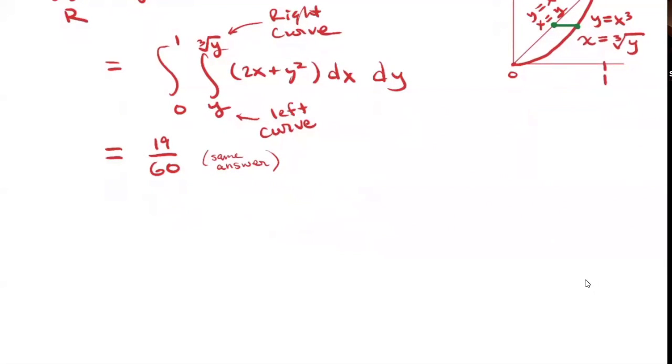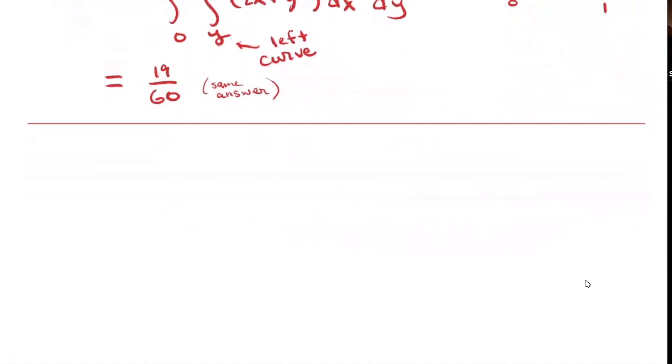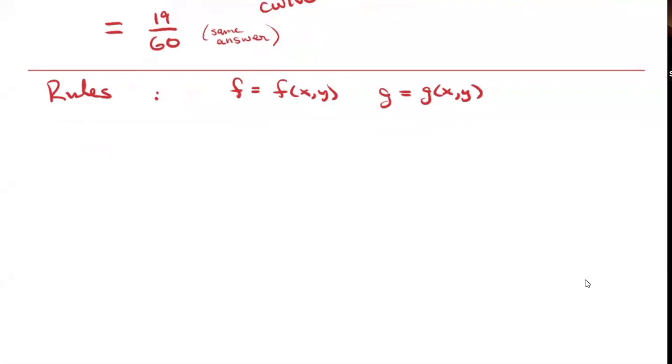Okay, so just real quick, these are things that you would expect, which are rules of linearity. This goes under rules. Just to note, when I say f, I mean f of xy. When I say g, I mean g of xy. It's just so much notation, it gets a little overbearing.